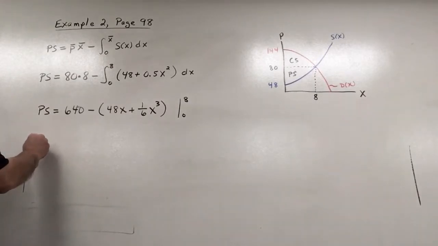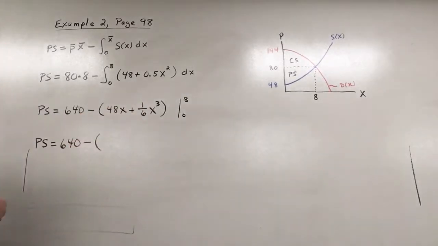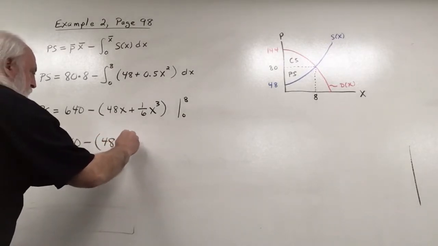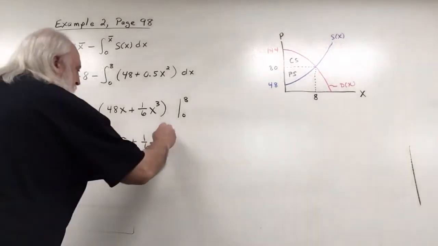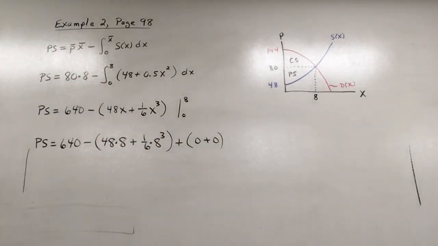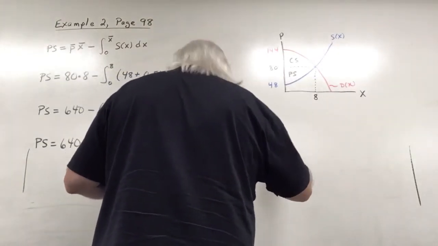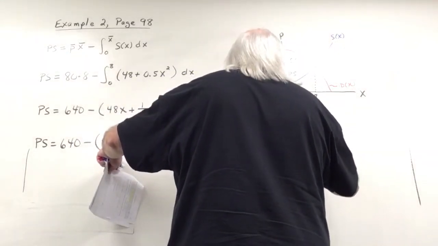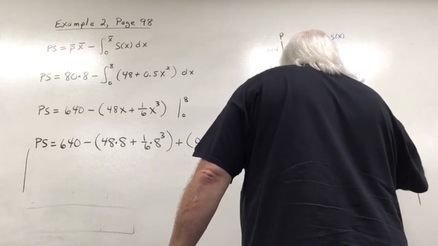So next, we put in the upper limit of integration, being careful of this minus sign out here. When we put in the upper limit 8, we have 48 times 8 plus 1/6 times 8 cubed. And then, when you put in 0 for x in the antiderivative, you end up with 0 plus 0. You don't even have to write out the 0 plus 0 if you don't want to. This, in parentheses: the first product is equal to 384, and the second product is equal to 85.333.